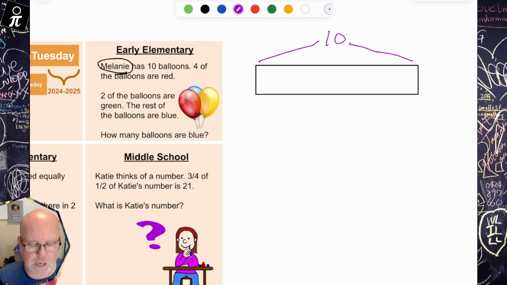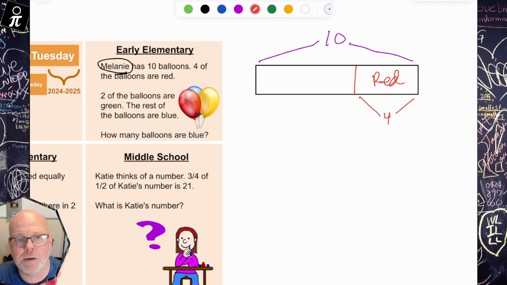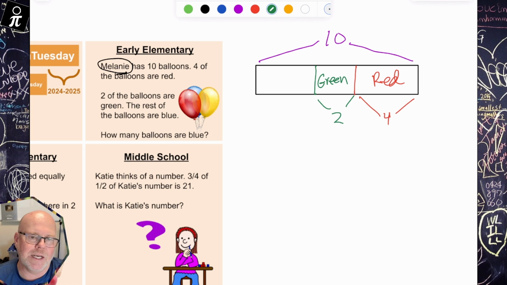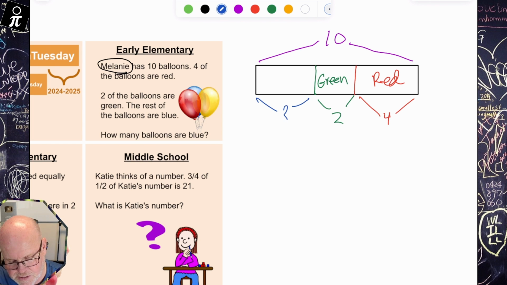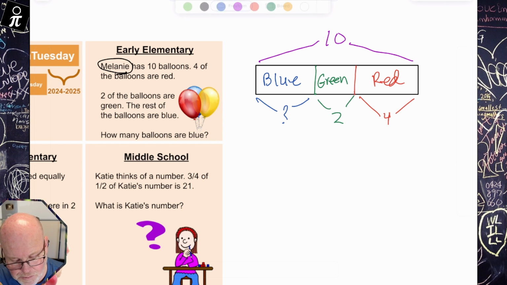And then 4 of the balloons are red. I don't know what that looks like. Let's say this is the red balloons. It says 2 of the balloons are green. Let's call that green, and that's your 2 balloons. And then it says the rest of the balloons are blue. So this right here is our rest, and we need to know how many balloons are blue.